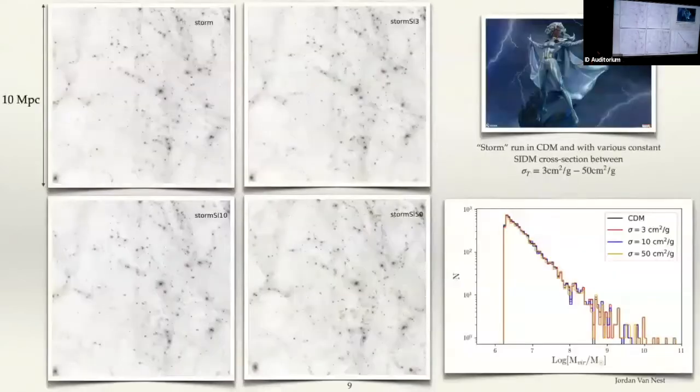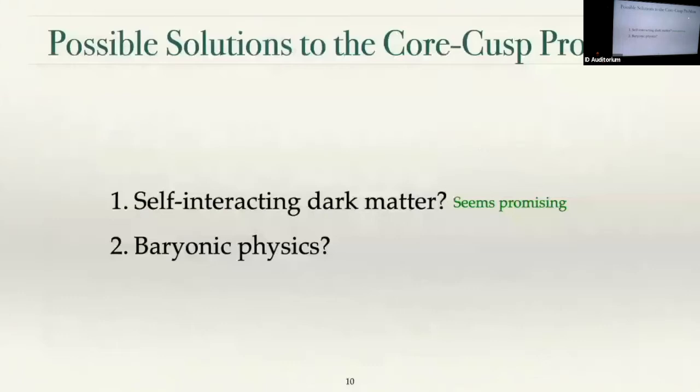Here's another simple way to see this. This is again Storm at the top, and these are the runs. These are dark matter density maps with the various cross sections. And over here on the right, I'm showing an integrated mass function. You see that the integrated mass functions between CDM and the various SIDM runs are consistent. Okay, so self-interacting dark matter seems promising as a solution to the core-cusp problem.